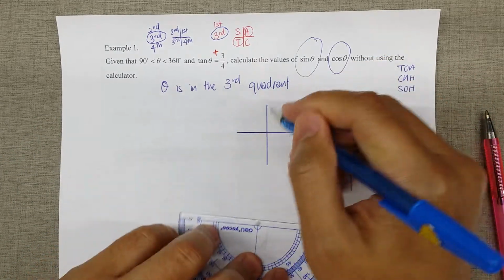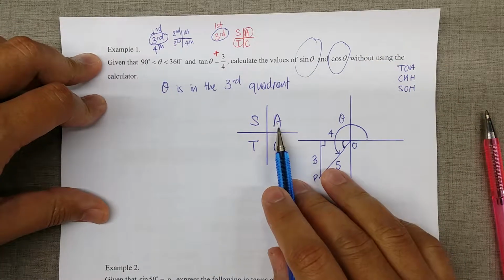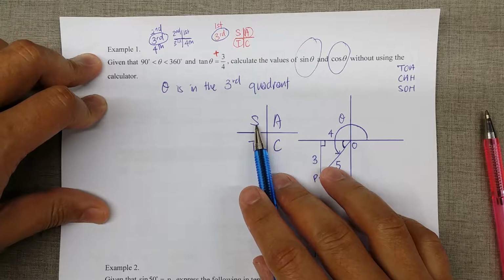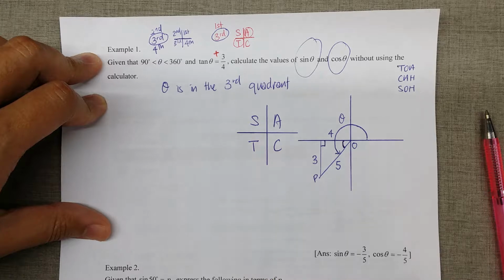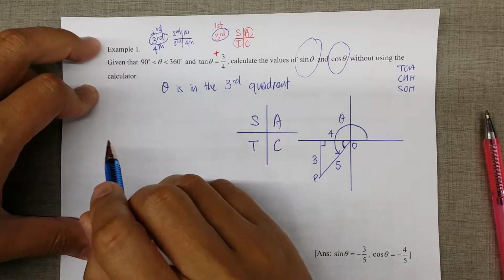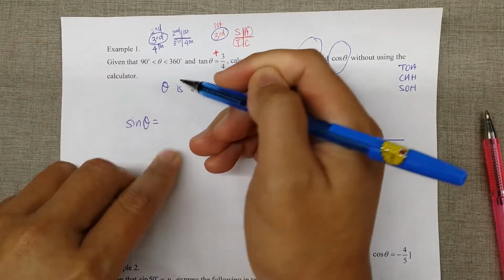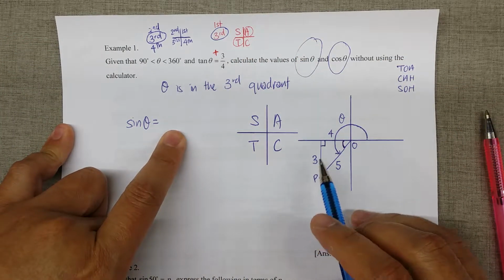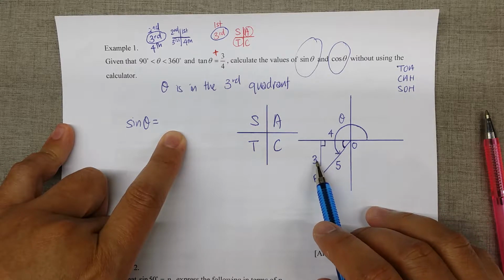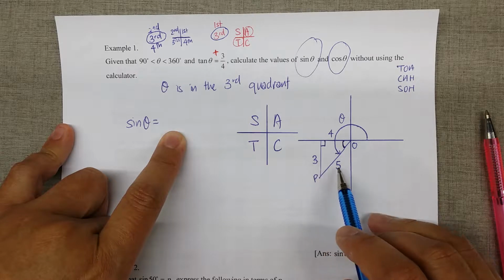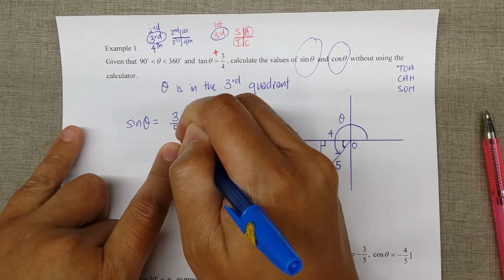Just for practice, I will draw this out to remind myself that in the first quadrant all will be positive, in the second quadrant sine will be positive, in the third quadrant tangent is positive, and in the fourth quadrant cosine is positive. So let's see. Sine theta, let's decide what's the number first. Sine theta will be opposite over hypotenuse, 3 over 5. So the ratio will be 3 over 5.